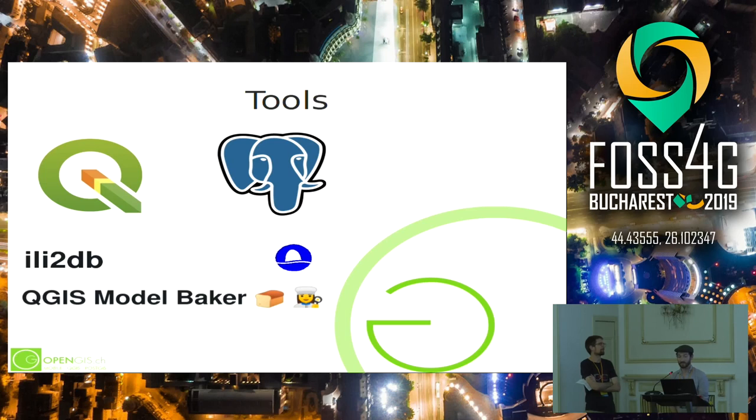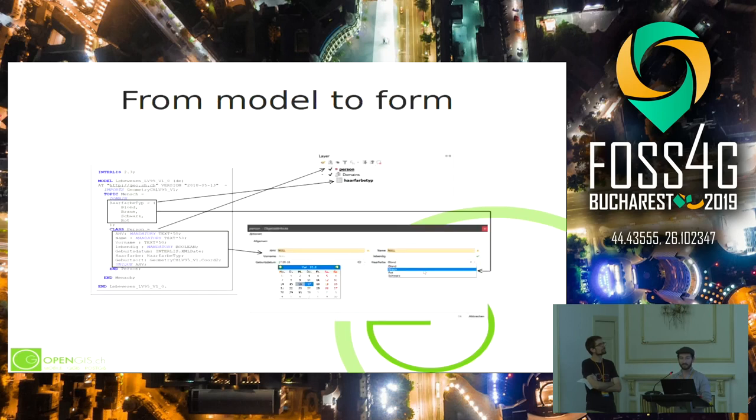Then we also developed something called QGIS Model Baker, which is one step closer to the user. So ili2db is a low-level technical tool that lets you transform a model into a database, whereas QGIS Model Baker takes information from that model and makes a lot more out of it to come up with nice user interfaces that you can use to enter data.